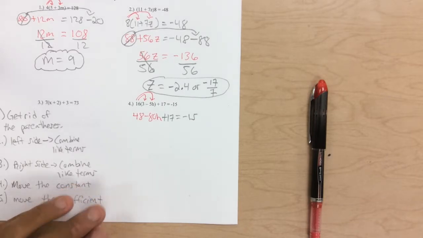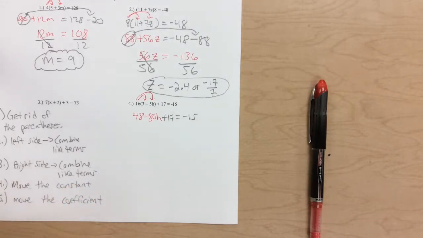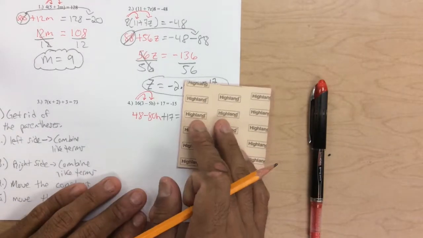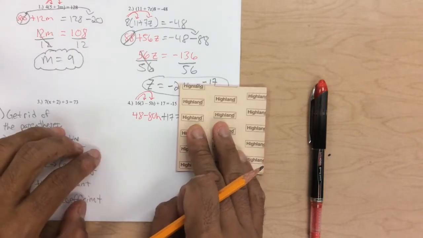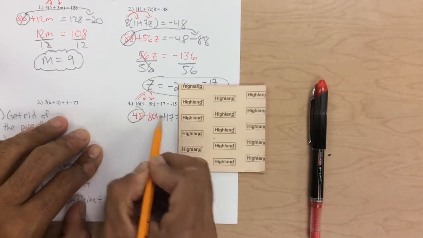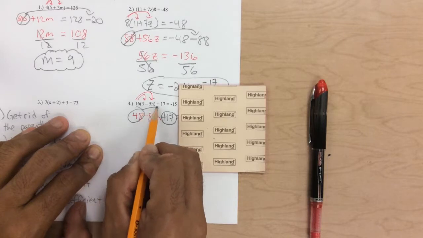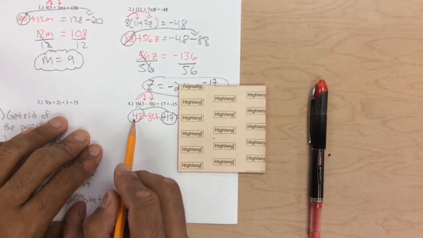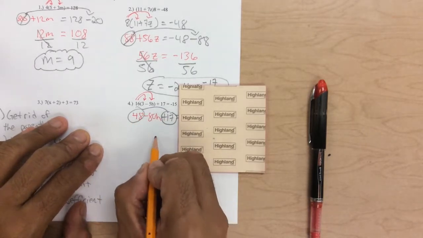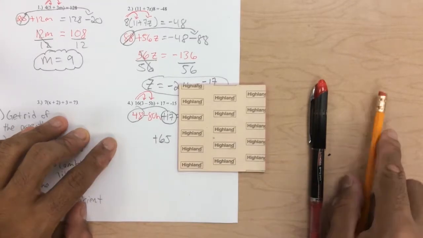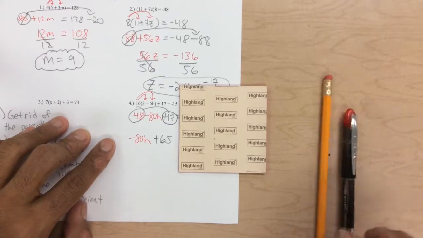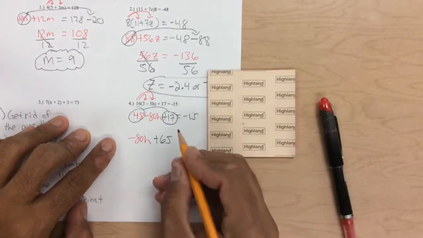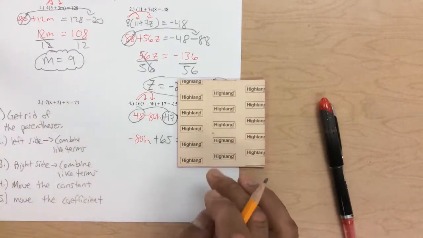Now, step 2, look at the left side and see if you can combine like terms. Now, for this specific problem, there is like terms. So let's look. If you notice the 48 and the 17, we can combine those two because they're both constants. So what is 48 plus 17? 65. The negative 80h, can't do anything with that, so bring it down. Of course, bring down your equal sign. And we have completed step 2.